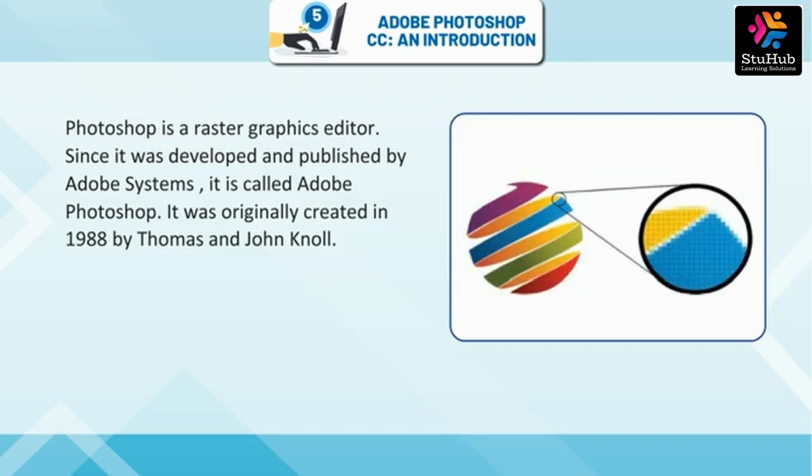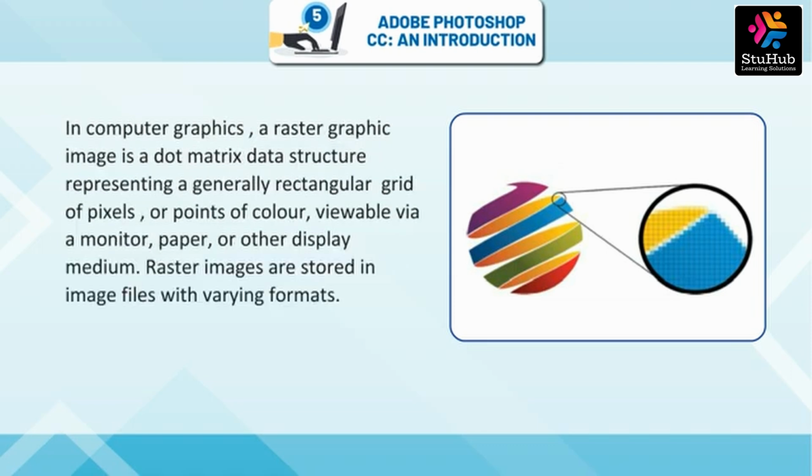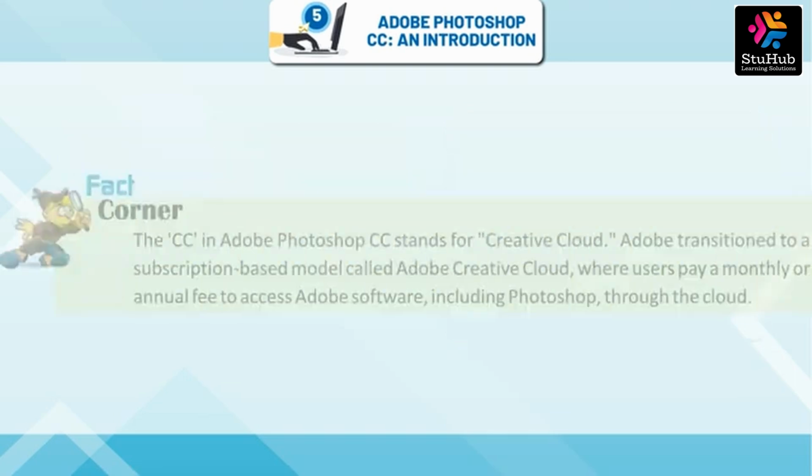Photoshop is a raster graphics editor. Since it was developed and published by Adobe Systems, it is called Adobe Photoshop. It was originally created in 1988 by Thomas and John Knoll. In computer graphics, a raster graphic image is a dot matrix data structure representing a generally rectangular grid of pixels or points of color, viewable via a monitor, paper, or other display medium.